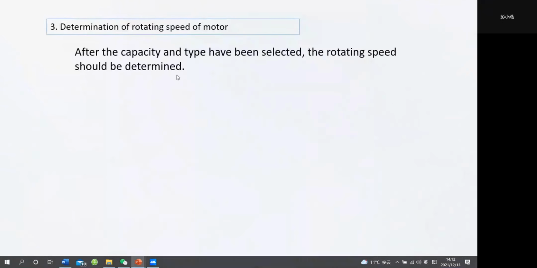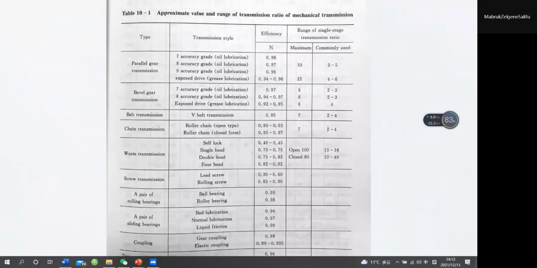Okay, and then determine the rotating speed of the motor. After the capacity and type have been selected, Teacher, I didn't understand the first 2 pages. It was too fast. Too fast, you can go slowly. Okay, sorry.